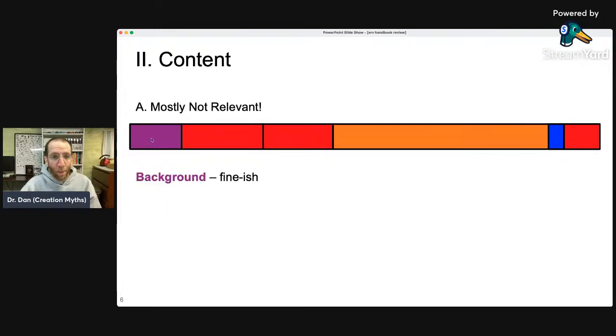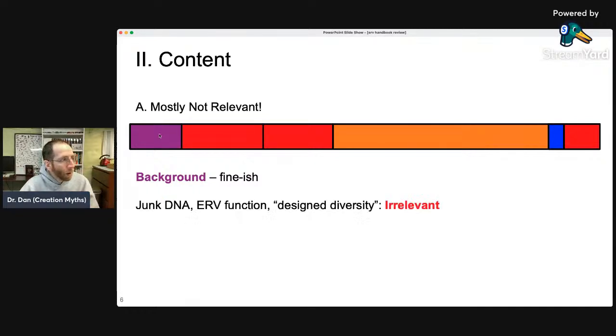So the background in chapter 1 is fine. There are parts that I quibble with a little bit, but it's mostly fine. It's good enough that it's not worth spending more time on here, except for one thing that I'm going to mention briefly later. The background information on ERVs is framed in a young-earth creationist framing, but the information itself is mostly okay.